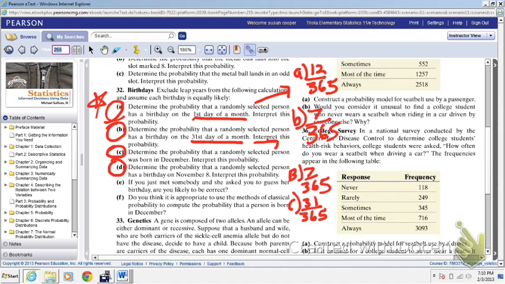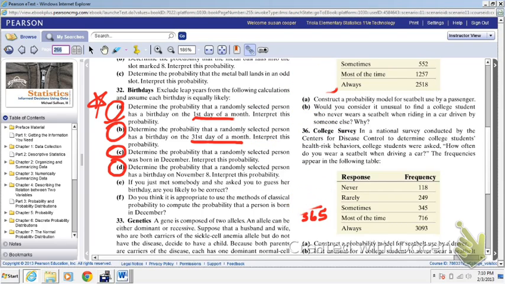And just so I have some space here, I didn't want to bring up the blank notebook. I figured I could just write right on here. Part D says, determine the probability that a randomly selected person has a birthday on November 8th. Well, think about it like this. November 8th, that's just a one-shot deal. That's one exact day out of the year. So that's a 1 out of 365 chance.